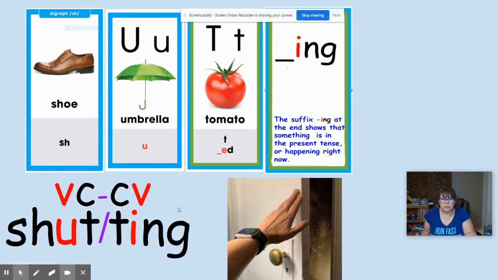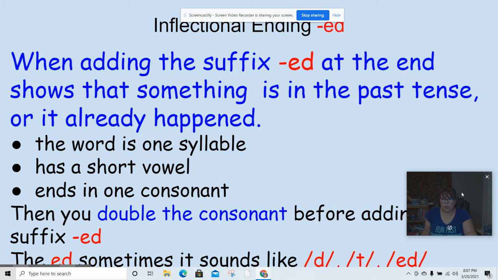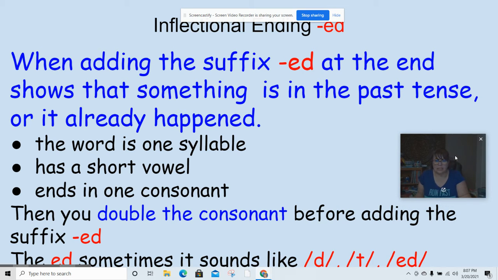Good job. Okay, now we're going to be working with the suffix -ed. When you add the suffix -ed to the end of the word, it shows that something is in the past tense, or it already happened. Again, if the word ends with one syllable, it has a short vowel sound, and it only has one consonant, we're going to follow the same rule. We double the consonant before we can add -ed.